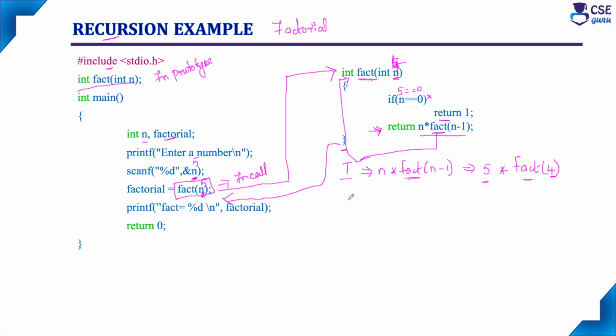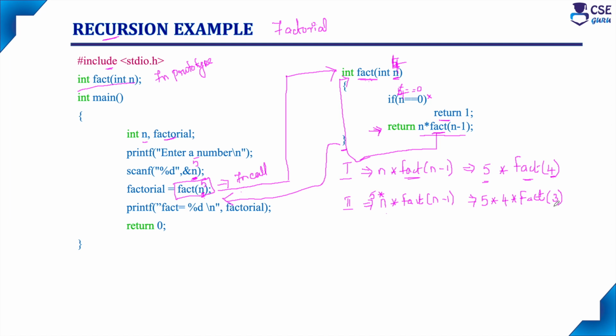Now the first recursion is over. In the second recursion, we check whether 4 is equal to 0; the condition fails. It will go and execute the return statement, n into fact of n minus 1. The previous recursion's value 5 is already there, so 5 into the current recursion value 4 into fact of n minus 1, that is 4 minus 1, which is 3.